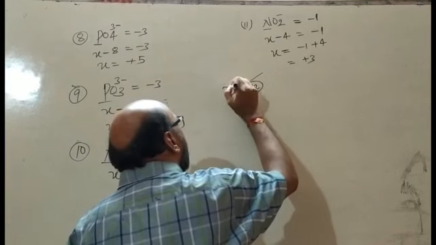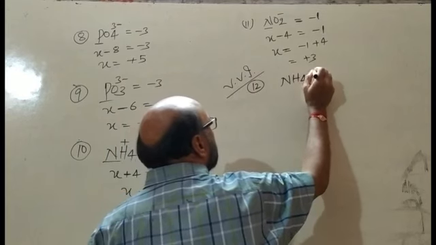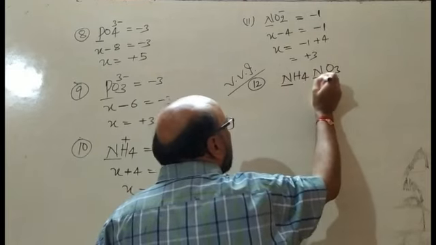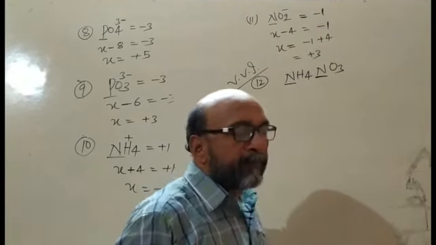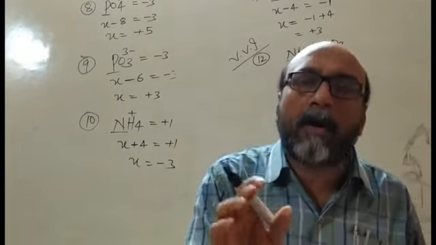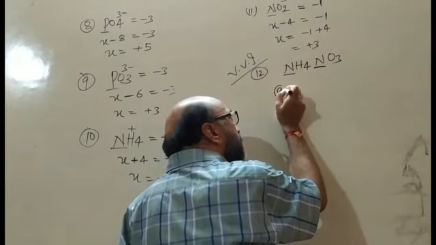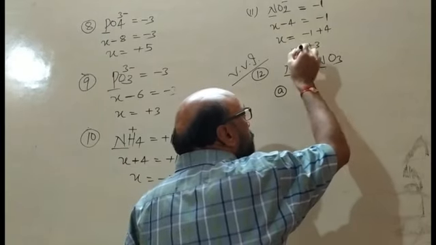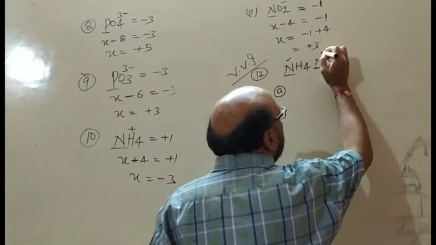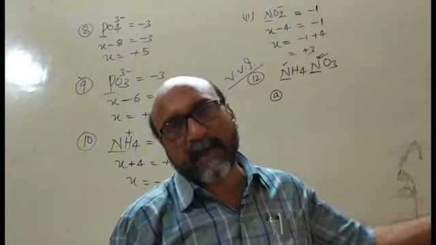Next one is number 12. Again, it is a very important compound because we have to calculate the oxidation state of both of the nitrogen atoms present in this compound, and the oxidation states possessed by these two nitrogen atoms are different. How can we calculate? We calculate it in two parts. In the first part we calculate the oxidation state of this nitrogen, and in the second part we shall calculate the oxidation state of the next nitrogen atom.